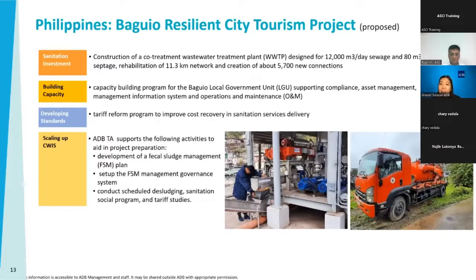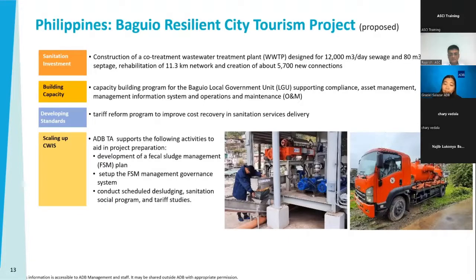Through the TA, capacity development initiatives were also held, such as trainings and workshops to support the LGU in compliance, asset management, information system, and O&M. To date, a water operator partnership is being developed to complement the city's implementation of its FSM plan and to ensure that the sanitation and wastewater programs for the city would benefit all citizens.